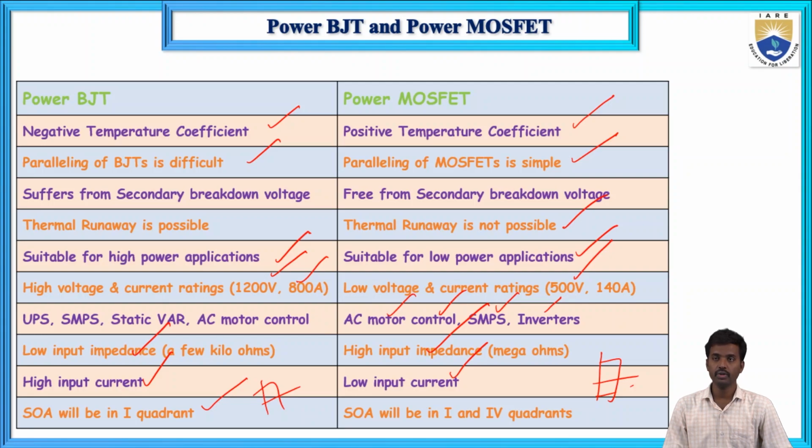So I hope this power MOSFET concept, this diagram, circuit symbol basics, construction, working, transfer characteristics and output characteristics, switching characteristics, and next the advantages, disadvantages and applications, are all very clear to you.